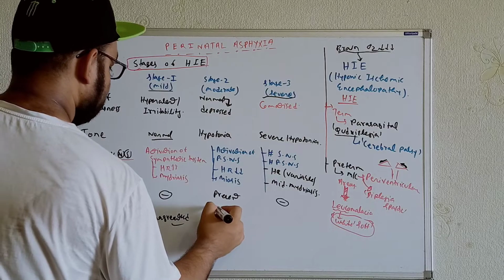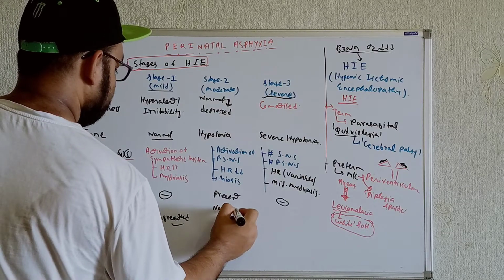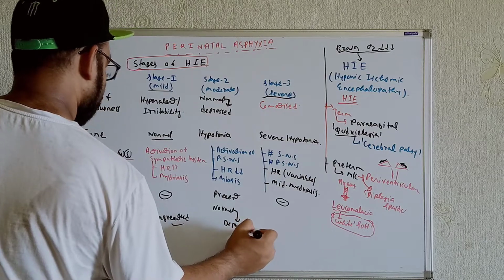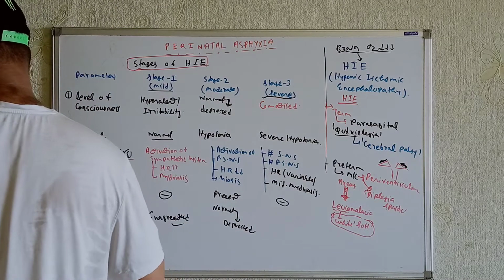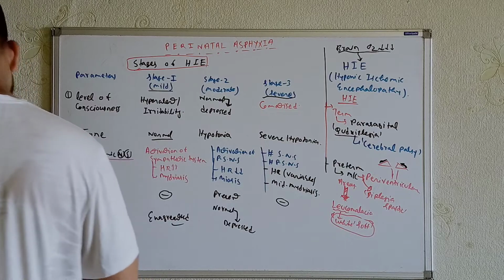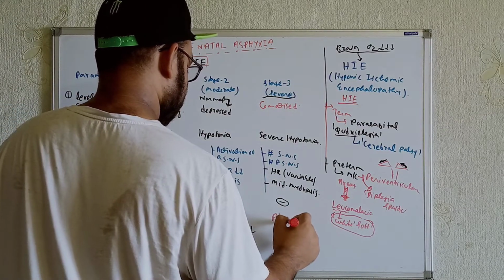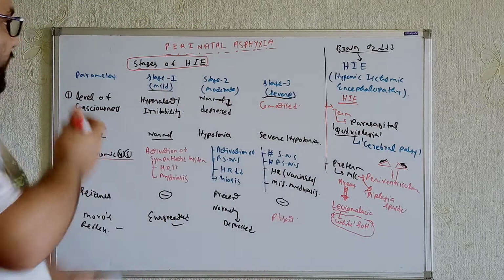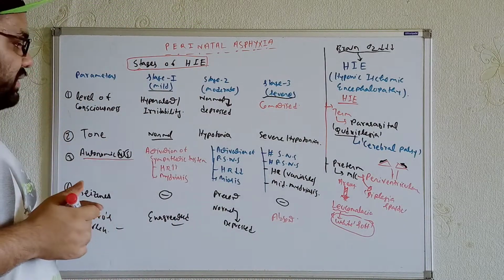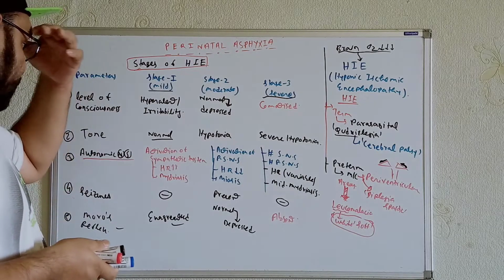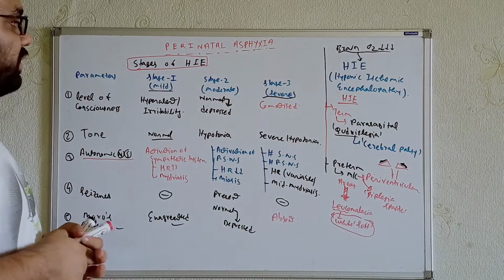In these cases we will get normal to depressed. Okay, and in the third case, we'll get what? Absence over here. Will be absent. Now these are all about the perinatal asphyxia. Okay, now we'll talk about the management. How can we do the management of these things? Now let's talk about the management over here.